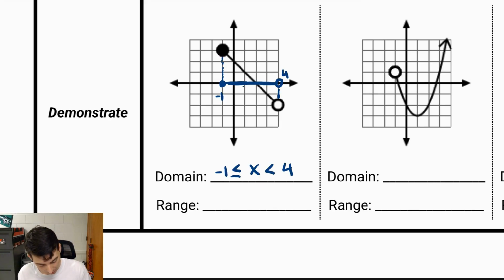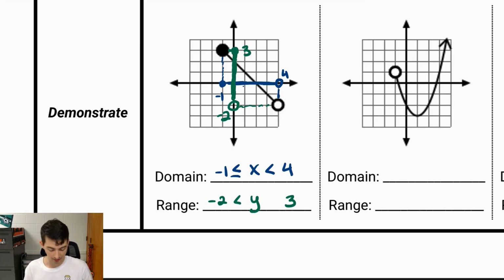For my range, I'm starting with my bottommost point, which is this one right here, and that's 1, -2. And my highest point is right here at this closed circle, which is 3. And so all of my y values are between these 2 points. So between -2 and 3 are all my y values. This time I'm starting with that open circle. So I want all the y values greater than -2, but less than or equal to, since I have this closed circle, the y value of 3.